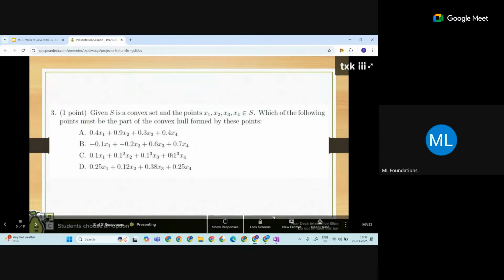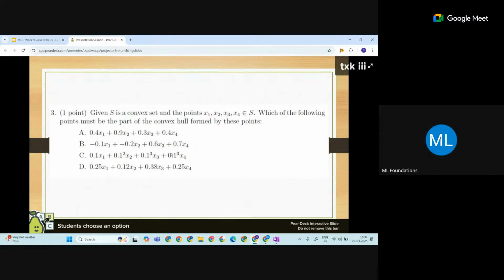So here it is very easy. Just use the definition. We have 4 points, and all should be within 0 to 1. So each one is falling between 0 to 1, and if you sum them all, it should be 1. So use these 2 conditions and answer them.